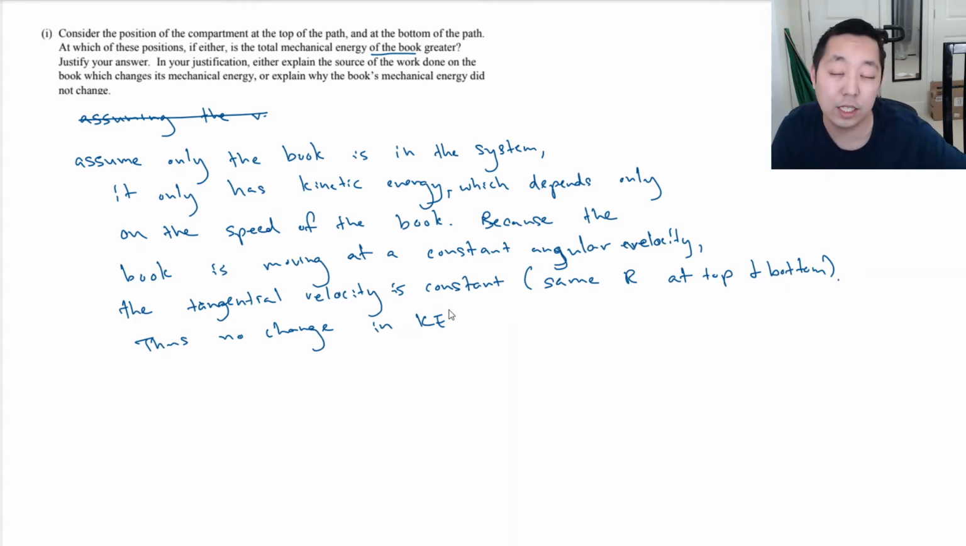I honestly think you could go either way, and I personally would grade either answer correctly. I just think you should be very clear as to why you're only including kinetic energy, because it says only the book. That's why I said assuming only the book is in the system. We don't include potential energy in that system. I think these questions probably just weren't vetted super well, and an answer like this could have gone either way.